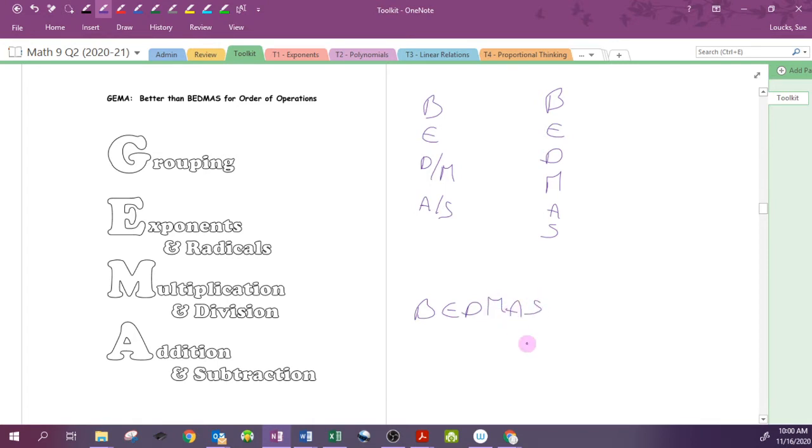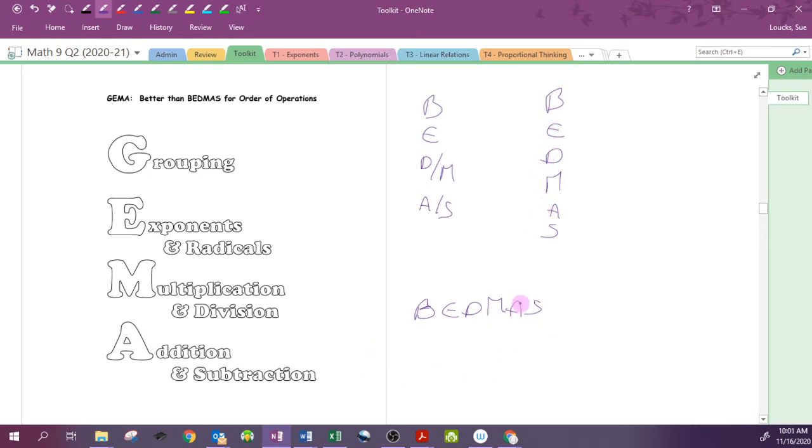And if you're in the French immersion, I believe you call it PEDMAS, for parentheses instead of brackets. Now the problem with this is the order of operations is brackets and then exponents, and then it's division and multiplication in the order you come across them, and then addition and subtraction in the order you come across them. It's not brackets, exponents, then division, then multiplication, then addition, and then subtraction.